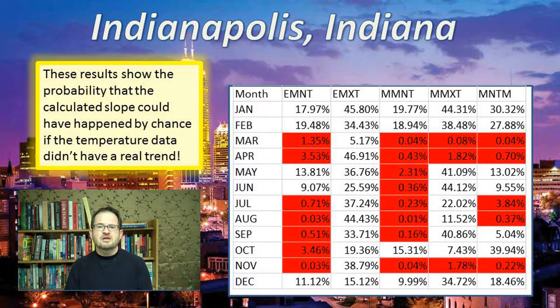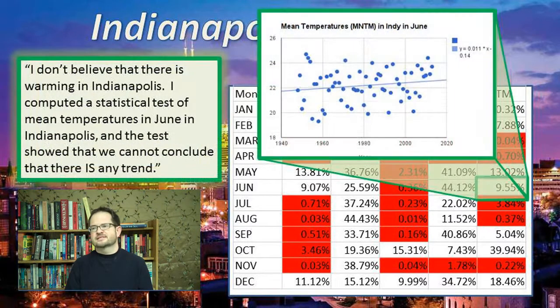But you can see how this leaves room for the folks who want to deny climate change and global warming. I mean, going back to the table of all the results of all the hypothesis tests for individual months and temperature variables, yeah, if you wanted to say that the temperature was not increasing, and if you weren't all that worried about being honest or being shown to be wrong about that, you've got something to work with here. Somebody like that could certainly say or write something like this. I don't believe that there is warming in Indianapolis. I computed a statistical test of mean temperatures in June in Indianapolis, and the test showed that we cannot conclude that there is any trend.